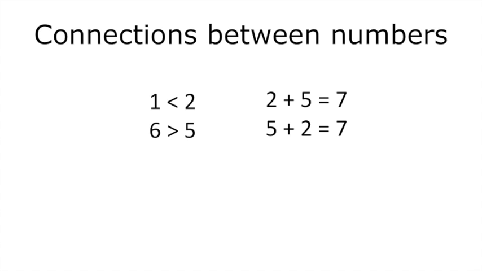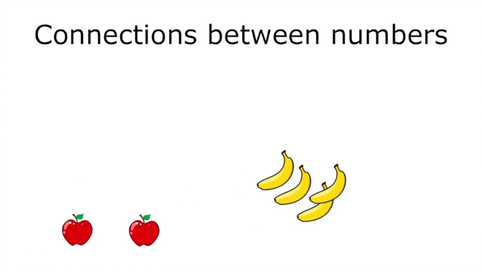People with dyscalculia have problems to establish connections between numbers. For instance, the knowledge that 1 is smaller than 2 and 6 is bigger than 5, or that the result of 2 plus 5 is the same as 5 plus 2. Furthermore, they have problems with classification. So, here we see some apples and bananas. We have to categorize them so that we can count them.